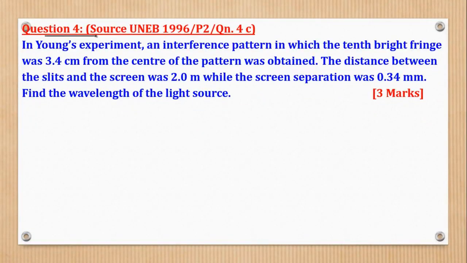So now we shall go to question 4, which came from UNEB 1996 part 2, question 4C, and it says, in Young's experiment, an interference pattern in which the 10th bright fringe was 3.4 centimeters from the center of the pattern was obtained. The distance between the slits and the screen is 2 meters, while the slit separation was 0.34. Find the wavelength of the light source.